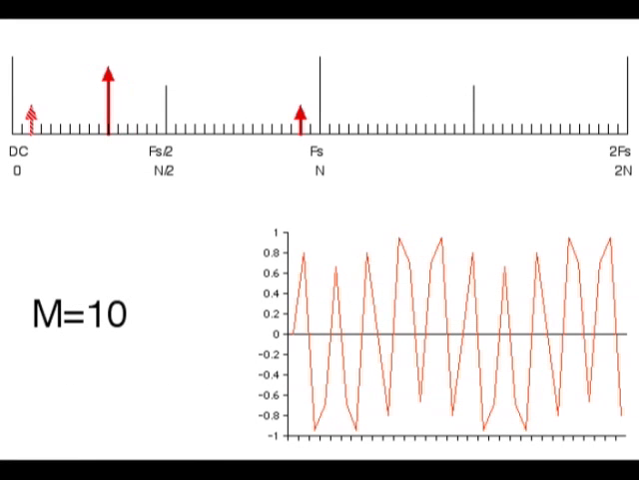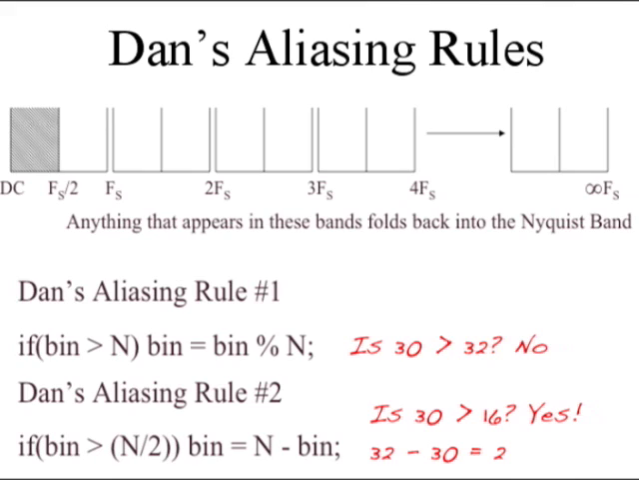Okay, let's take M up to 10. Now with an M of 10, the fundamental drops into bin 10. The third harmonic, you can see it way up there around bin 30. So it will alias back into the Nyquist band somewhere. You can take a wild guess, but it looks like bin 2, but let's find out. So, first question, is bin greater than n? 30 is not greater than 32, so no. Is 30 greater than 16? Yes, so Dan's aliasing rule number 2 takes effect. 32 minus 30 is 2, so yes indeed, that alias did fall in bin 2.